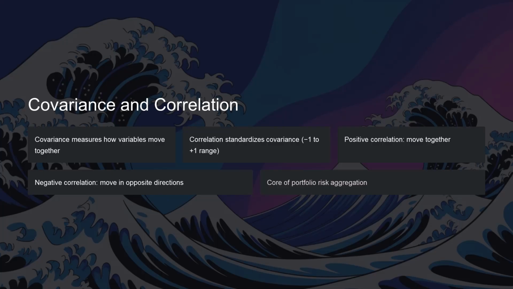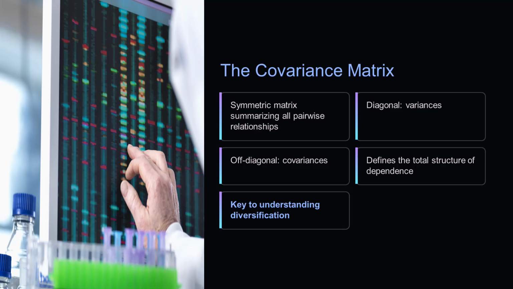Correlation standardizes covariance and always lies between -1 and +1. A correlation close to 1 means the variables move almost perfectly together. A correlation near 0 means they move independently, and a correlation of -1 means they move in exact opposite directions. These relationships are summarized in what's called the covariance matrix. This is a square table showing all variances and covariances among the risk factors in your model. Every risk manager should know how to read and interpret this matrix, because it defines how total portfolio risk aggregates.